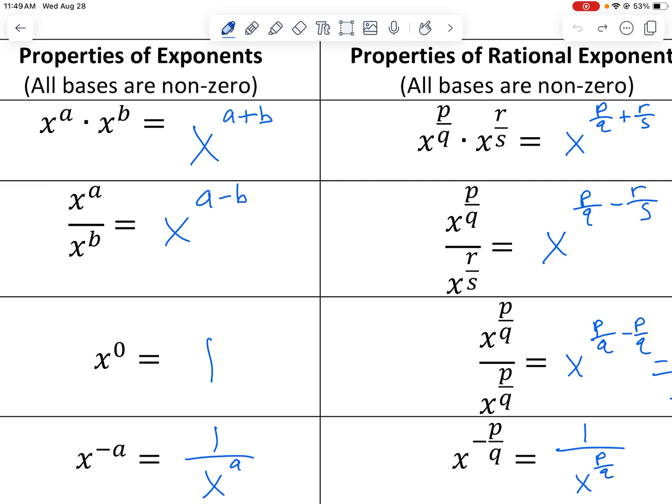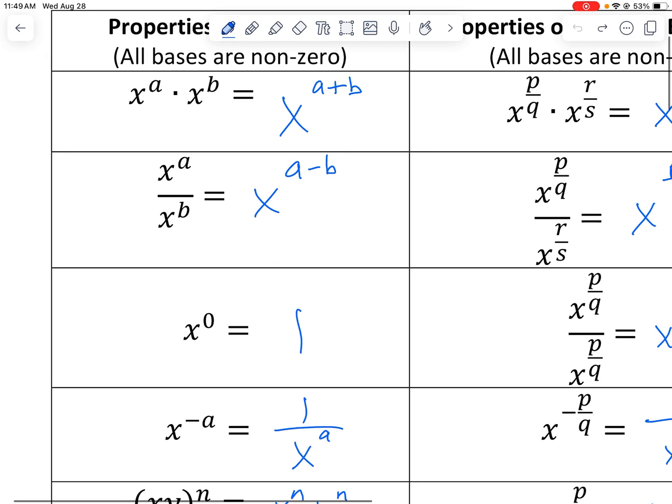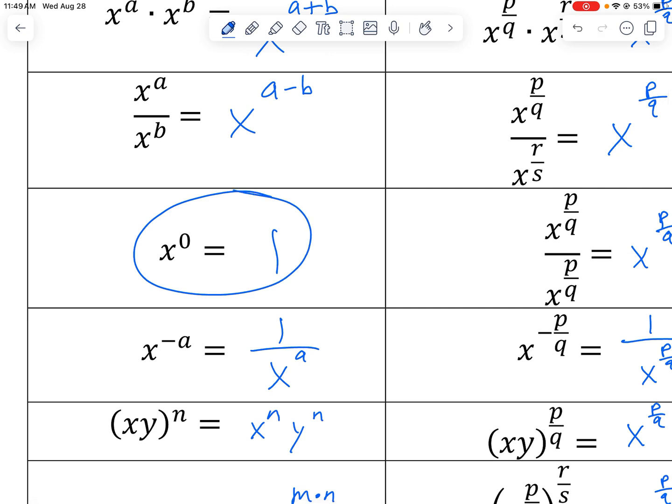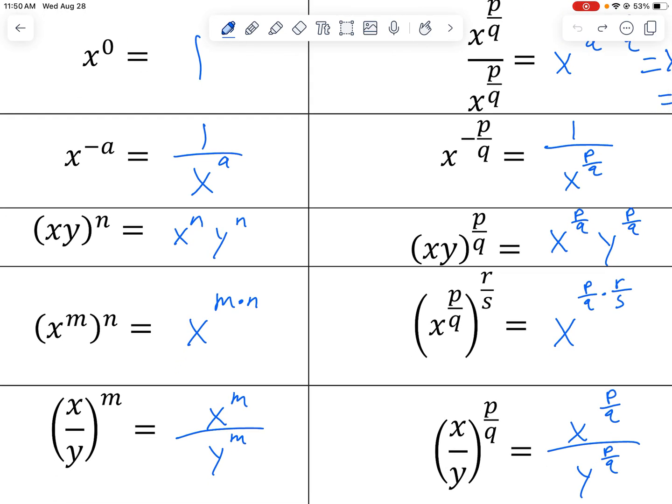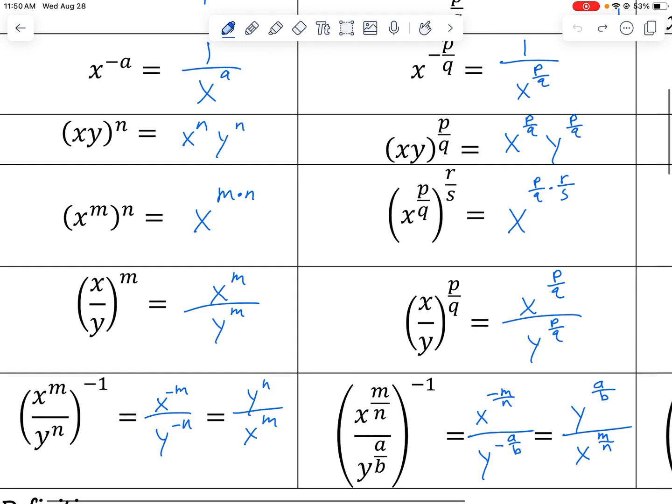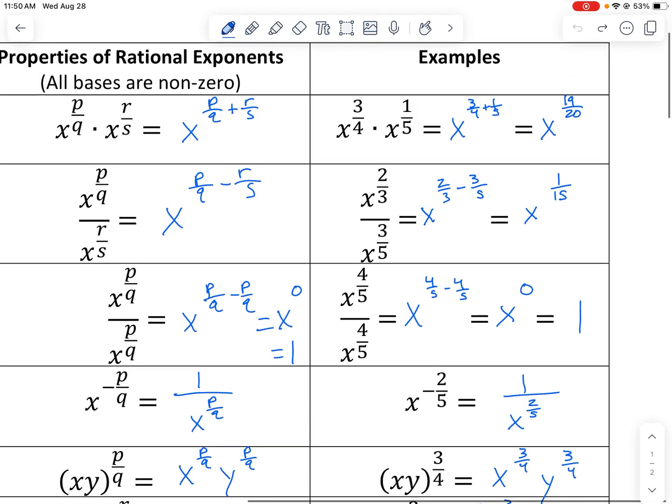I'm just going to gloss over what's going on here. Things like anything to the 0 power is 1 are still true. If you have a negative exponent, it puts it in the denominator, or much like last time, if it's a negative exponent in the denominator, you can put it in the numerator, and things like that. A lot of these things are still the same, they just happen to be fractional exponents. If you want to pause and fill these in and make sure you have them in your notes, that'd be great. But let's look at what it looks like with actual fractions and numbers.